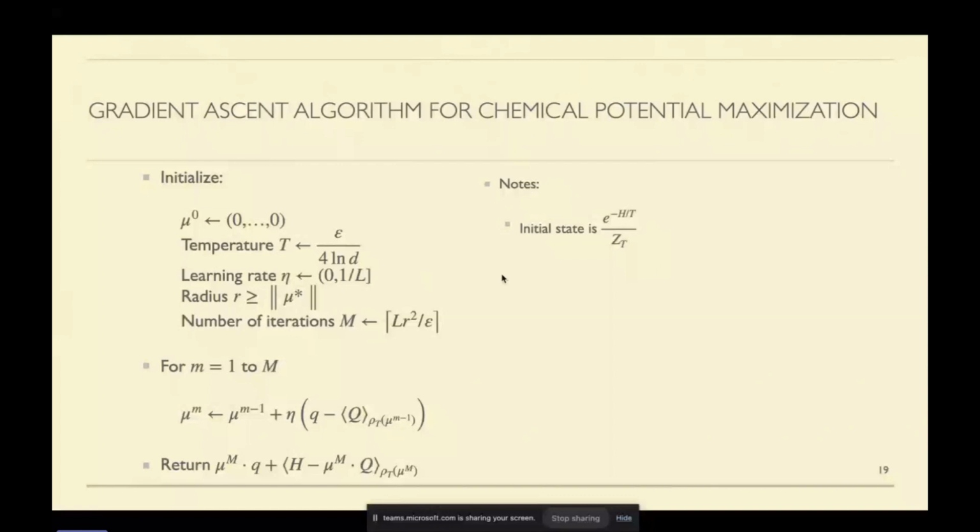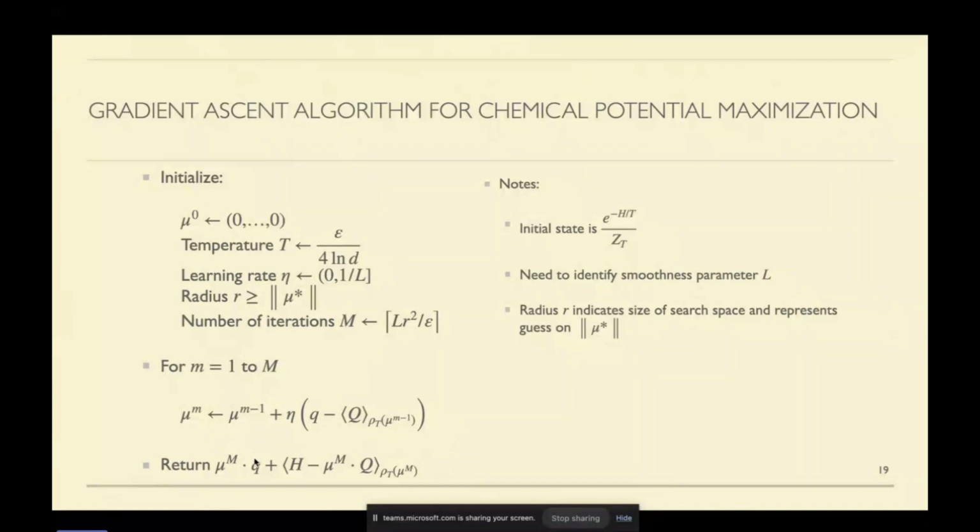Okay. We then set the learning rate of the gradient ascent algorithm to be some number in this range, where this L is a smoothness parameter that we'll identify later. That's, as we talked about, related to the curvature of the landscape, which can be determined from the Hessian. This radius is like the size of the search space we're going to look over.